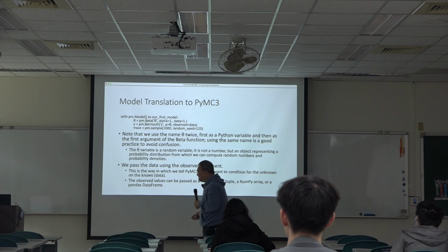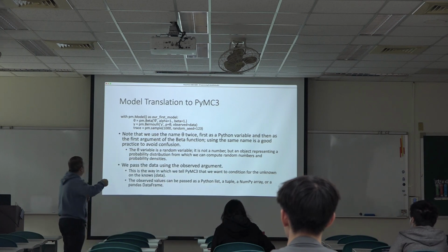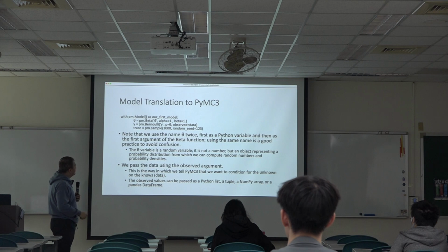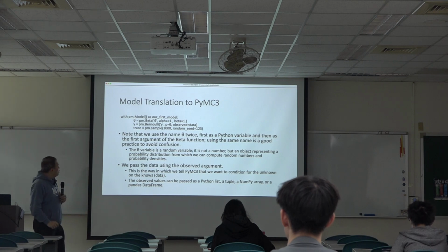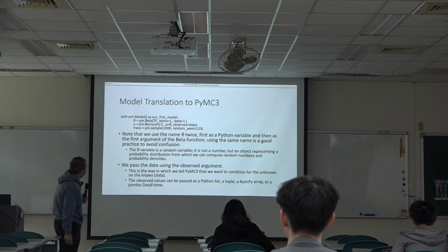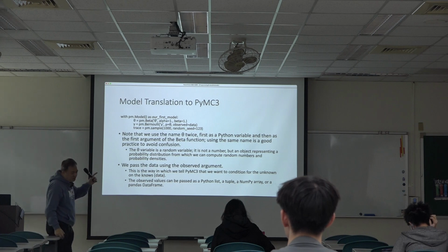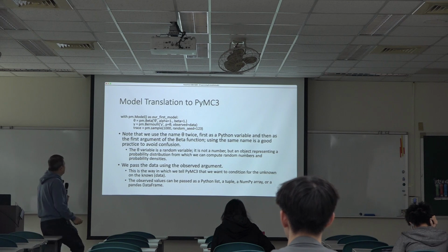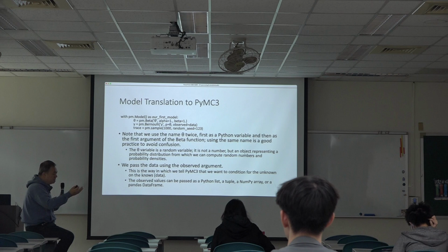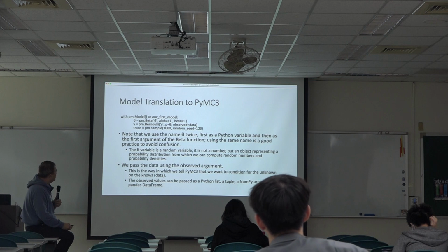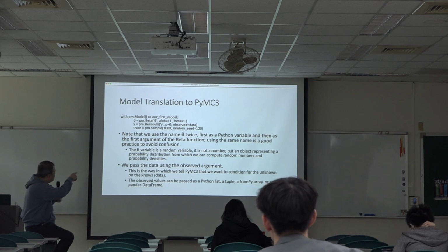It's simpler than you think. With pm.Model as our first model, we create this first model and we specify theta, which is drawn from the distribution Beta, and theta is just the name of this distribution, with alpha equal to 1, beta equal to 1. So theta is drawn from this probability distribution. And then when you have the theta, you assign p equal to theta.